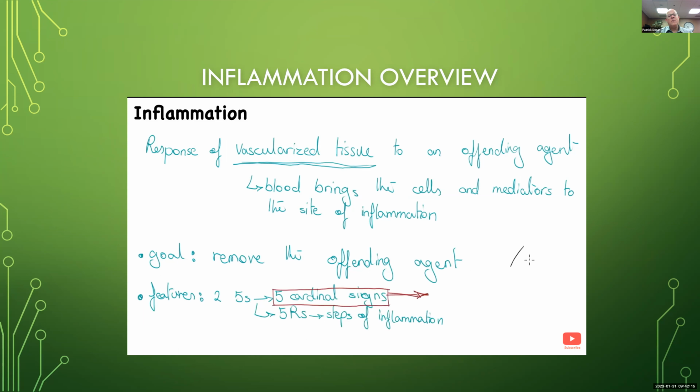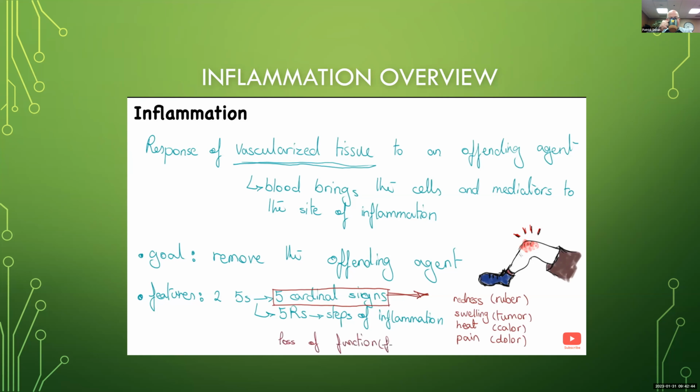So the first five are the cardinal signs, which describe what an inflammation looks like. The first four of them are pretty easy, and I'm sure we have all seen them. They have been described by Romans as early as 2000 years ago. They are redness, swelling, heat, and pain, or in Latin, rubor, tumor, calor, and dolor. The fifth one was added in the 19th century, and it's loss of function, or functio laesa in Latin.